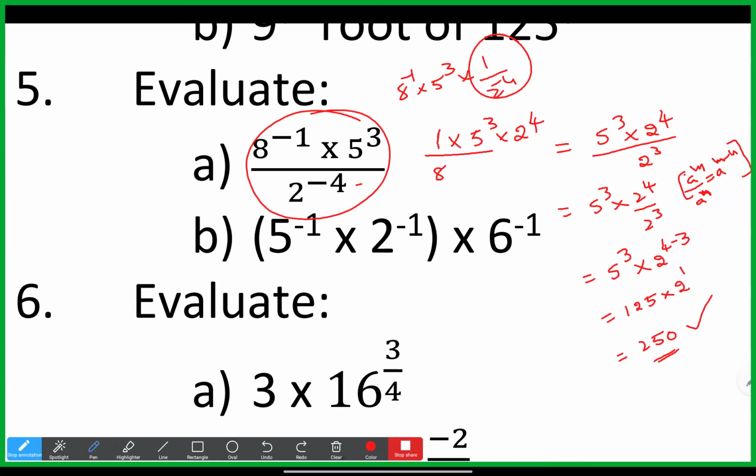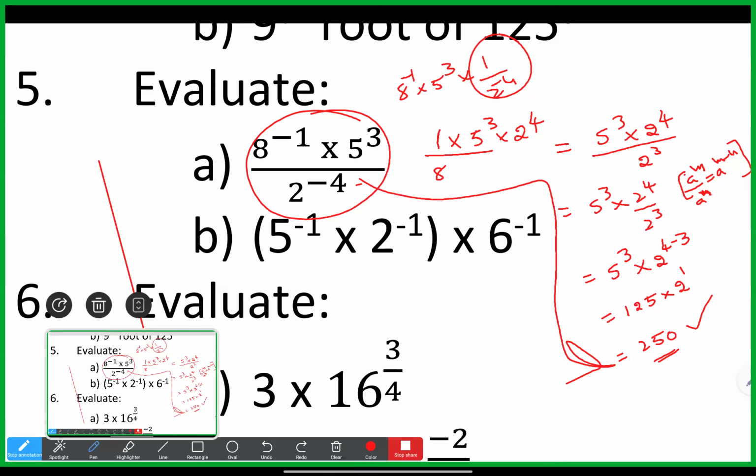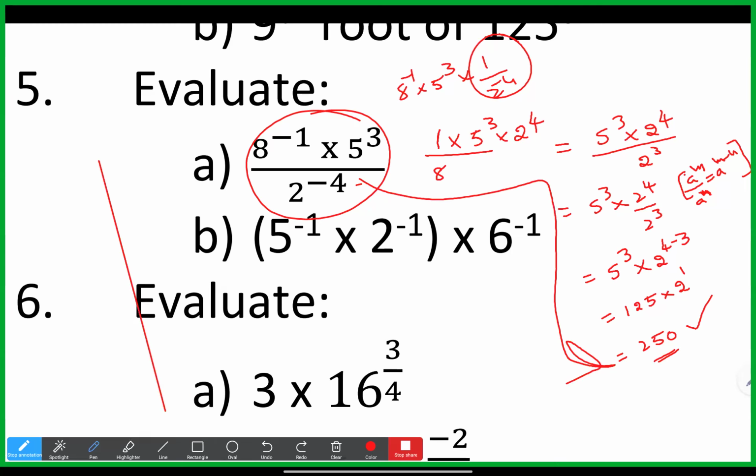Should we delete it, Ashwa? Any doubt? One second, sir, I'm taking a screenshot. Okay, sure.